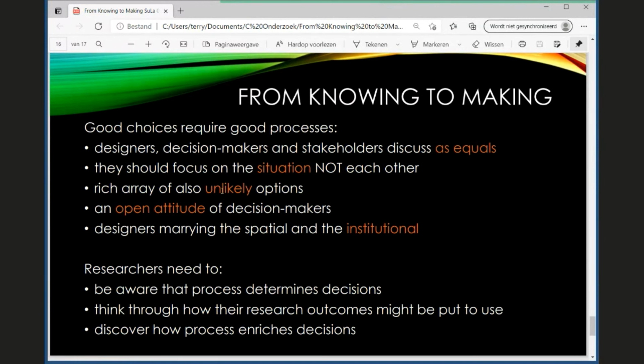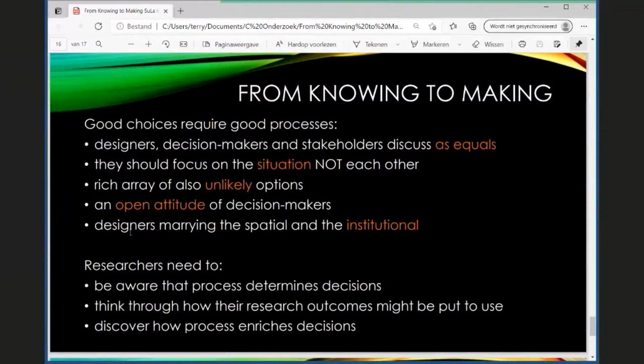And generate this rich array of also the most unlikely options, like in Overschild, tearing down a whole street and rebuilding it with adapted parcels. Nobody thought of that before. But when the money came to rebuild these older houses, this opportunity opened up. You have to help communities realize what options exist. And also decision makers must be open to all options. They shouldn't say too soon, oh, this is not according to the policy. No, let's just let them come. Let's just talk about them.